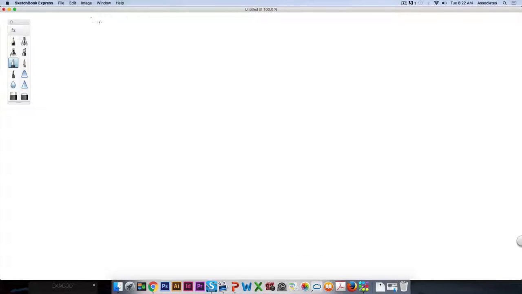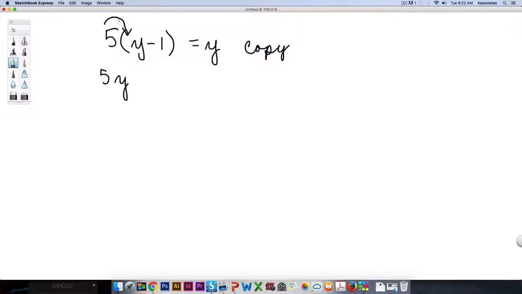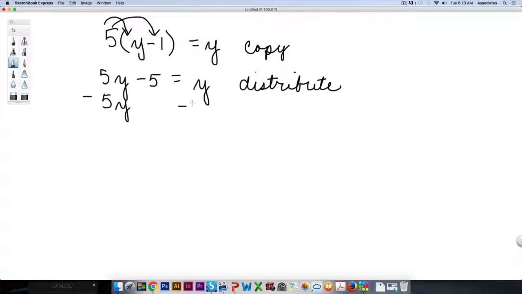All right, my problem says 5 times y minus 1 is equal to y. All right, that's copy the problem. All right, then I'm going to distribute: 5 times y is 5y, 5 times negative 1 is negative 5, equals y. So this is distribute. You could say get rid of the parentheses. Next thing I want to do is get all the y's on one side, so I'm going to subtract 5y from both sides. All right, so this is subtract 5y.